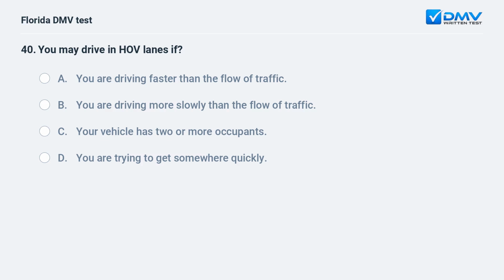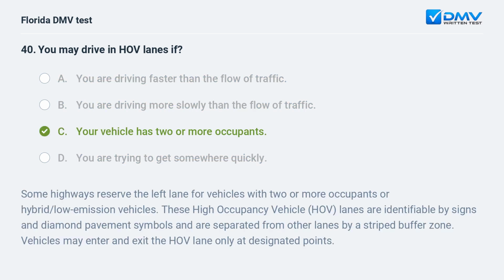You may drive in HOV lanes if A. You are driving faster than the flow of traffic. B. You are driving more slowly than the flow of traffic. C. Your vehicle has 2 or more occupants. D. You are trying to get somewhere quickly. The answer is C. Your vehicle has 2 or more occupants.